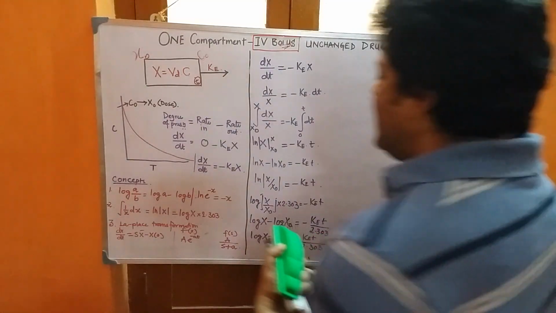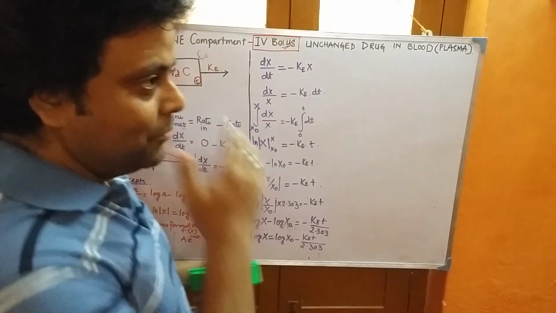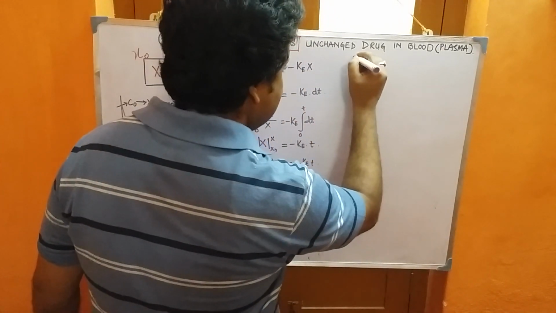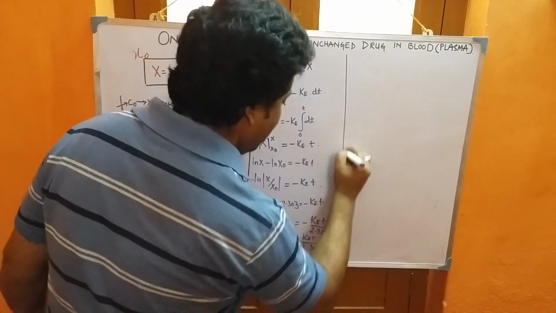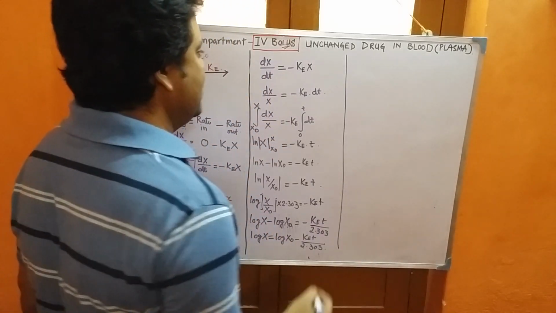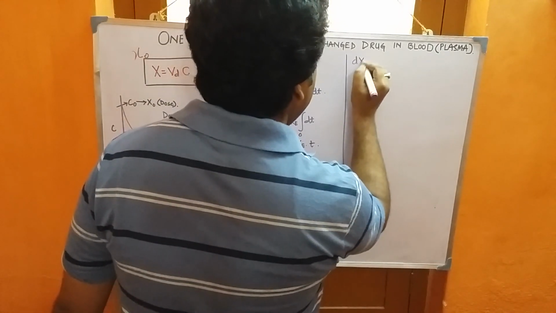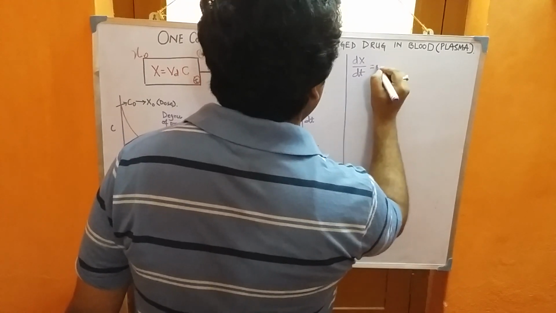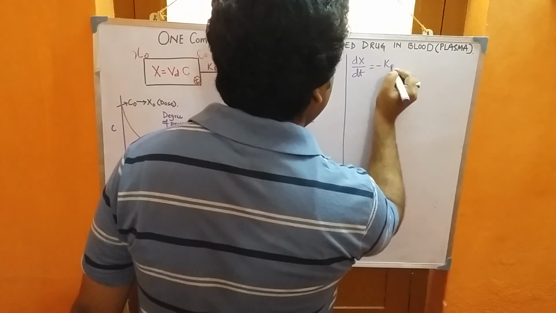The other way is by doing the Laplace transformation. This was the general integral process. Now I am doing the Laplace transformation: dx by dt equals minus Ke x.